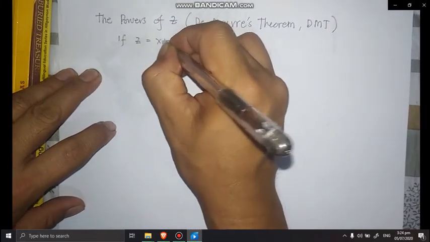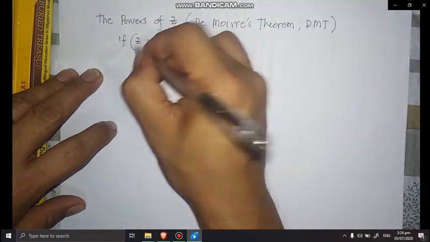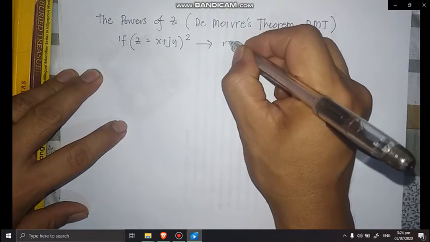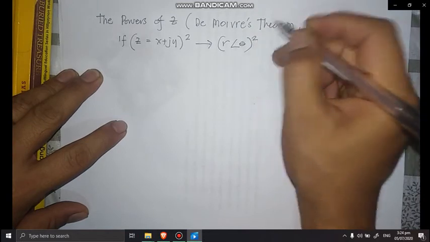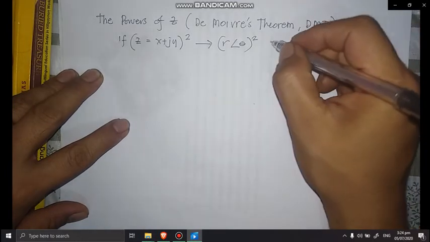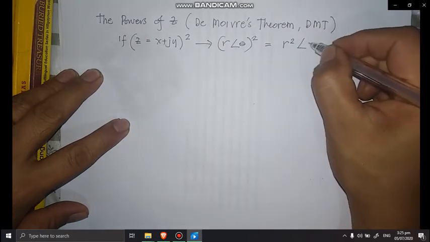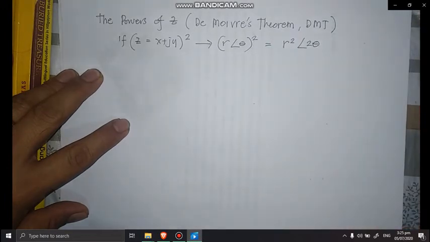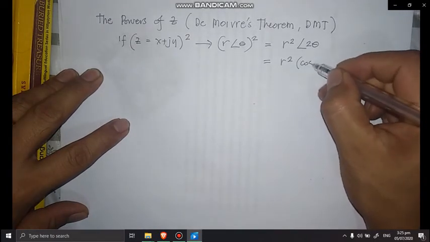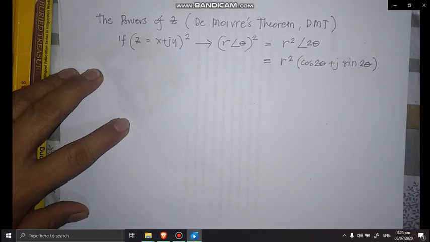Okay, now if z is equal to x plus jy, let's start from this rectangular form, and it is raised to a power of 2, what will happen now if we are going to convert that to polar form? That is still raised to the power of 2. So this will become r squared angle of 2 times theta. Or in short, that is r squared multiplied by cosine of 2 times the angle theta plus j sine of 2 times the angle of theta.